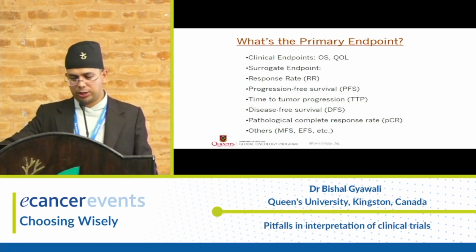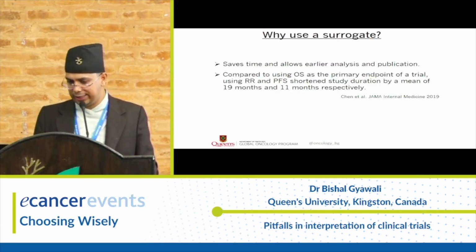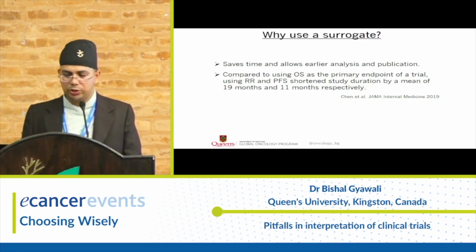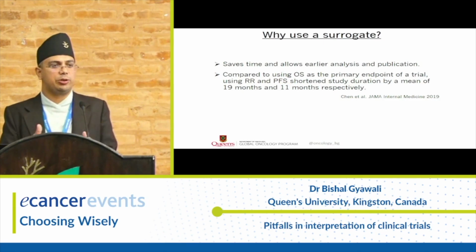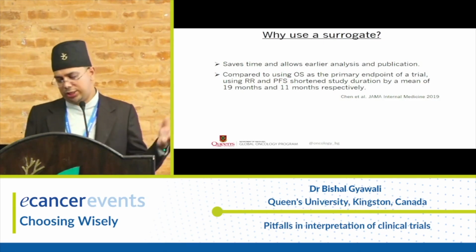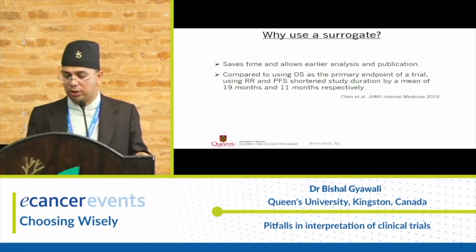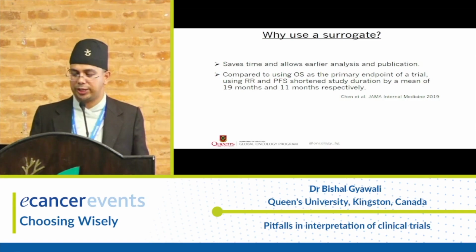And you have heard a lot about this from Chris Booth's talk, so I don't need to go into detail. He talked about the use of surrogates. One reason why people want to use surrogates is because it shortens the trial duration. If you use survival, it takes a longer time. But that duration is not quite as long as we would imagine. It's only a mean of 19 months if you use response rate, or 11 months if you use PFS.